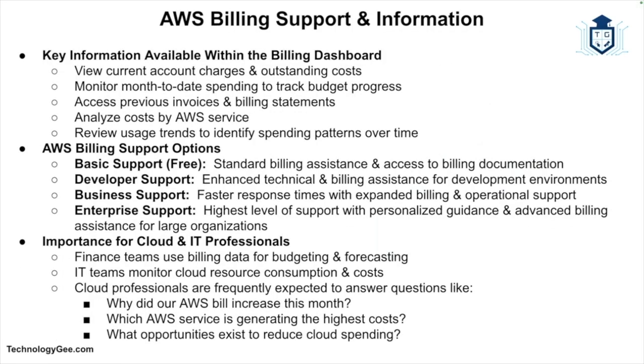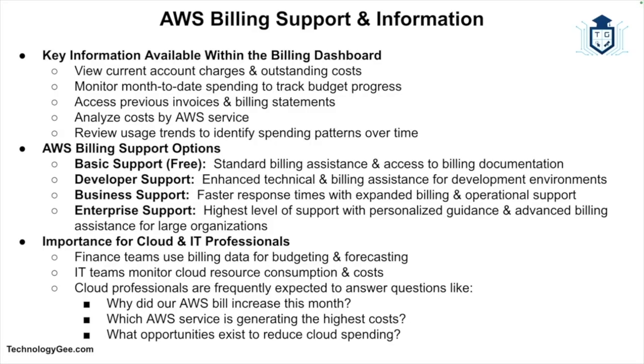All right, so let's talk about AWS billing support and information. The first place you'll interact with AWS cost management is the billing dashboard. And this is your central hub for everything related to costs. Inside the AWS billing dashboard, you can view current charges, track month-to-date spending, access past invoices, break down costs by the services that you use, and monitor usage trends. Also, AWS provides detailed billing reports, which means you can see exactly where your money is going. And this level of transparency is one of AWS's biggest strengths.